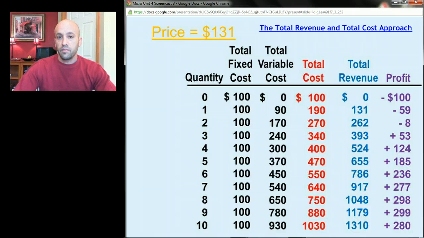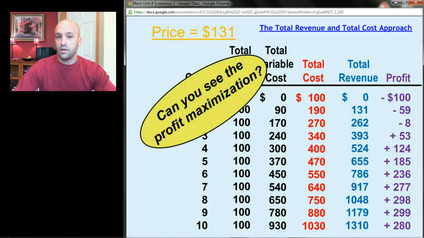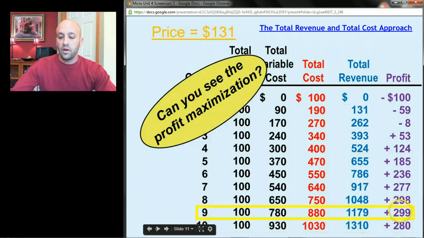Well, if you stare at the table long enough, you might see what the profit maximizing quantity is. Can you see it? Yes, you can. If you look at the table closely, or if you just go down that profit column, you'll notice that profit maximization is happening at 9 units. The greatest economic profit of $299 is happening right here, where total revenue is that and total cost is that.